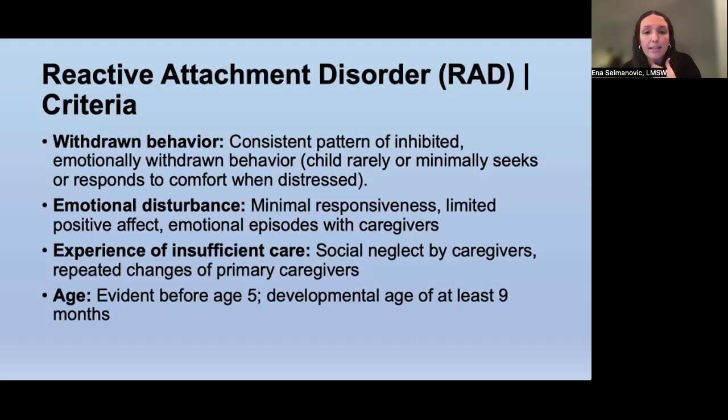stress. And lastly, there's an age criteria. Reactive attachment disorder symptoms are evident before age 5. And in order to be diagnosed with this, a child, or an individual, must have a developmental age of at least 9 months. And the reason for this is, given our understanding of attachments and at what point in the lifespan an individual can form attachments, at a developmental age of 9 months, an individual is able to form selective attachments. So before that, it wouldn't be accurate to assess someone's attachments.